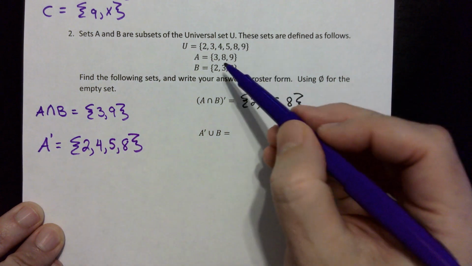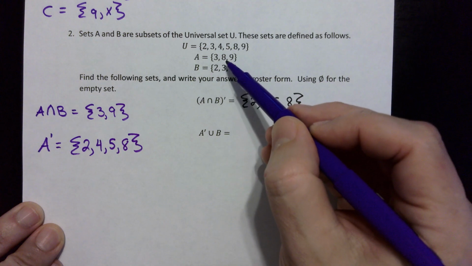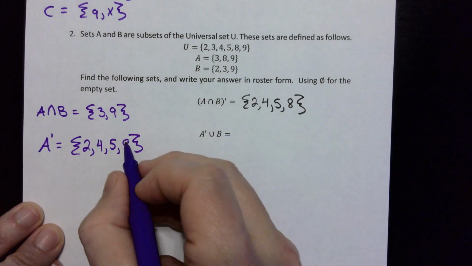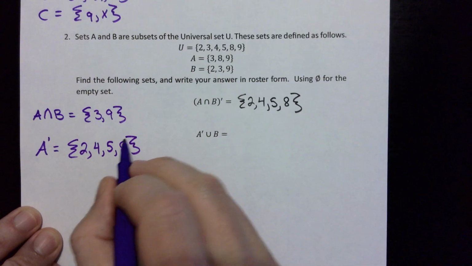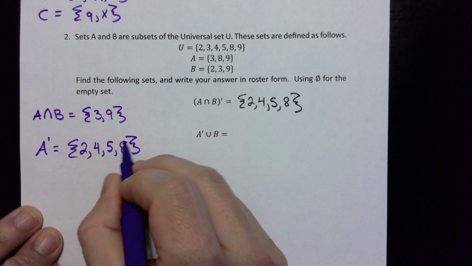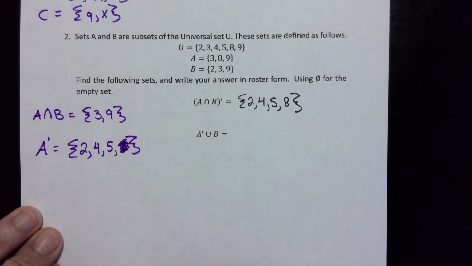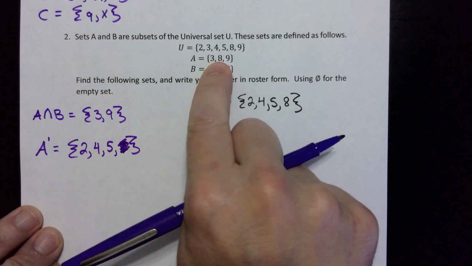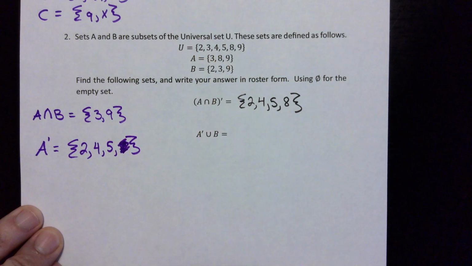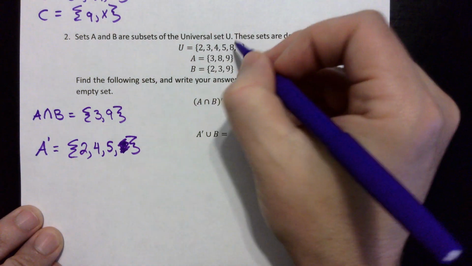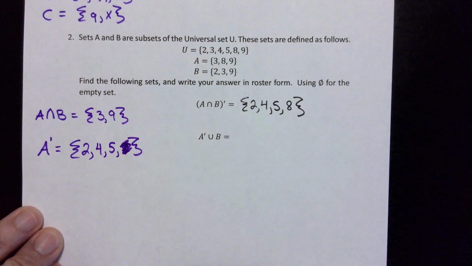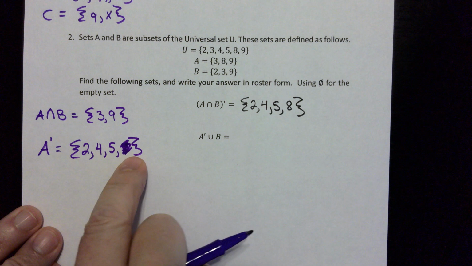Okay, so everything except for 3, 8, and 9. I accidentally wrote the 8, so that would be gone. So there's only 3 elements here because the 8 I couldn't write because it was in A. It can't be in both A and A complement, right? So everything except for 3, 8, and 9, that leaves 2, 4, 5. Okay, so excuse the scratched out part here, this is A complement.